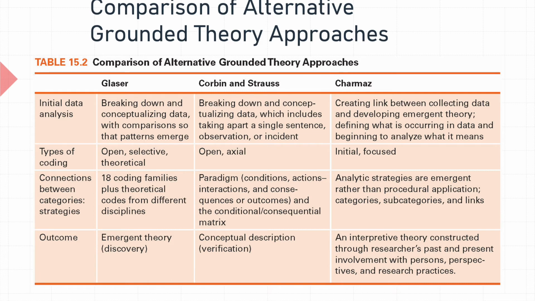And the big thing is look at the outcomes. Glaser was looking at emergent theory or discovery. Corbin and Strauss were looking at verification. And Charmaz was looking at an interpretive theory constructed through researchers' past and present involvement with persons, perspectives, and research practices. There are similarities, but there are differences. So remember when you're reviewing articles, they don't all have to be the same.